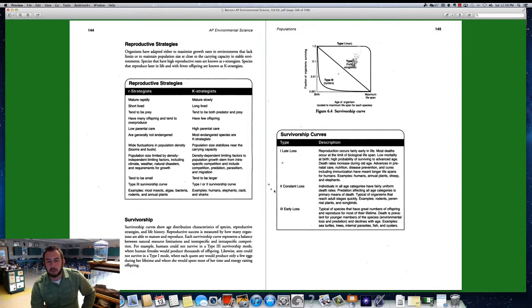Finally, type 3 is early loss, where we do not have a lot of organisms surviving at early birth. We basically lose a lot at the onset, and oysters are an example. This is typical of species that have great numbers of offspring. Those are r-strategists. They reproduce most of their lifetime. Death is prevalent for the younger members of the species, and then it declines with age. As far as early loss goes, examples are sea turtles.